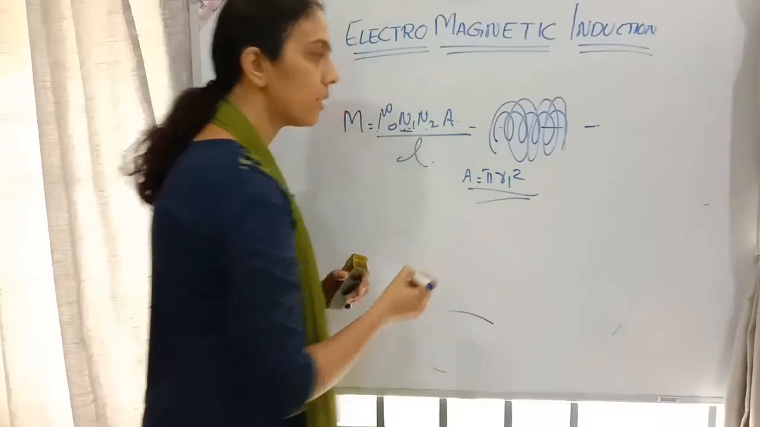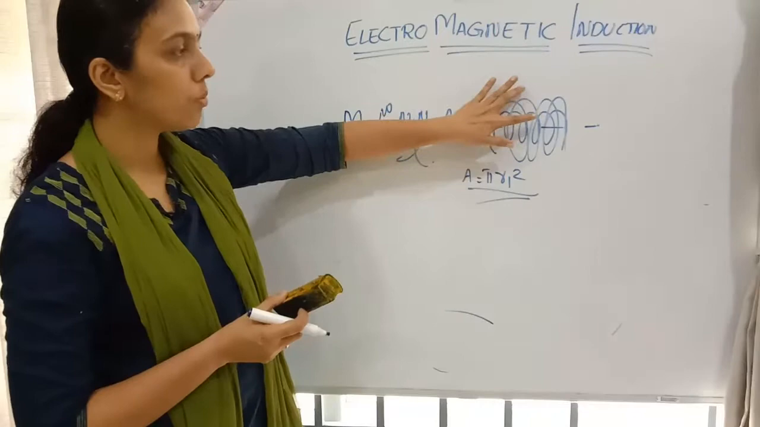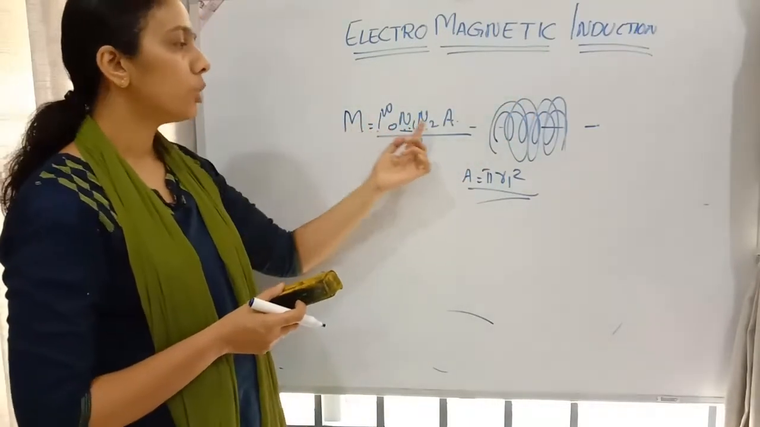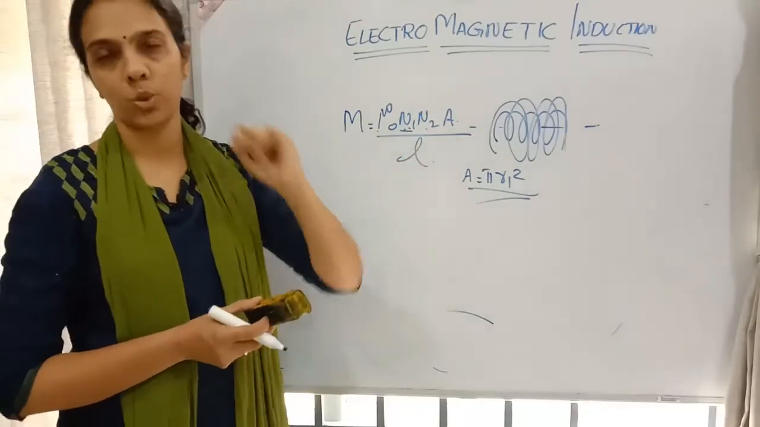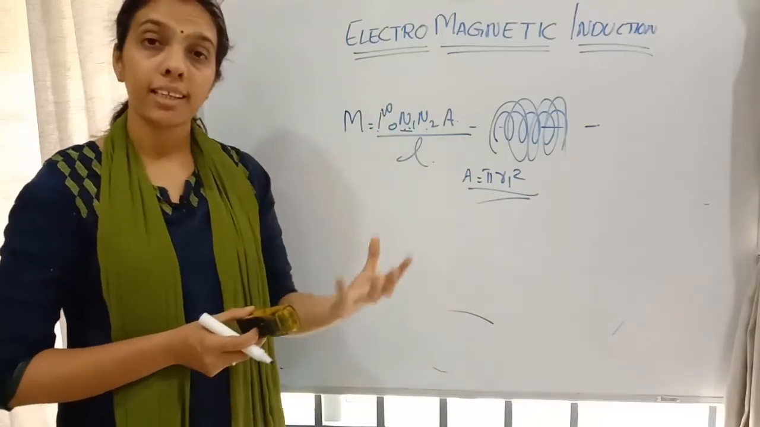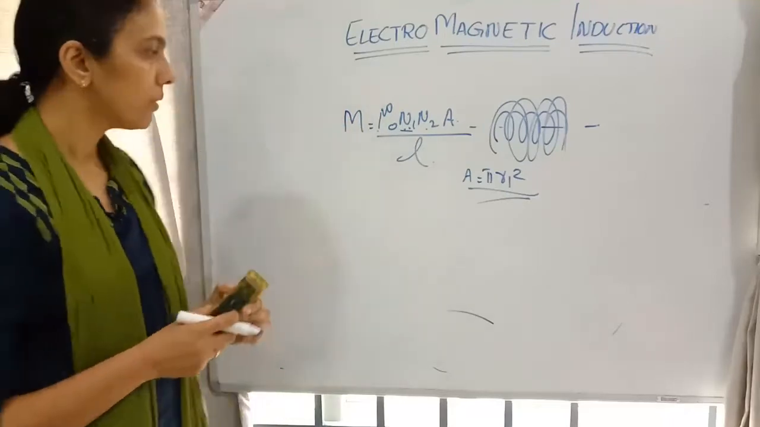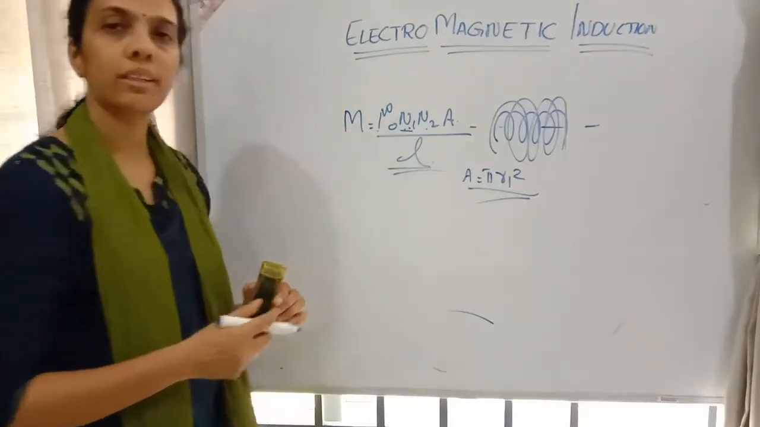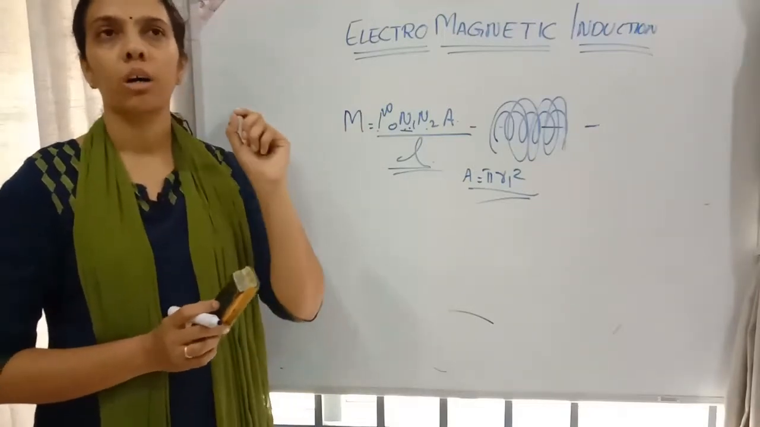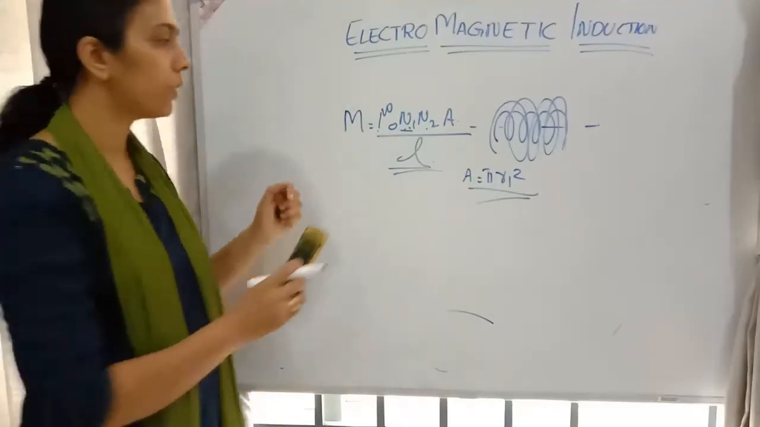Why is it only for the first solenoid? Because the space between these two solenoids won't be having a magnetic field. So there we should consider only the first one. Mu 0 N1 N2 A divided by L. A is the area of cross section of the first solenoid, that is inside solenoid. L is the length of the solenoid. Clear? So this is about the mutual induction of two coaxial solenoids, which are wound one over the other like that.